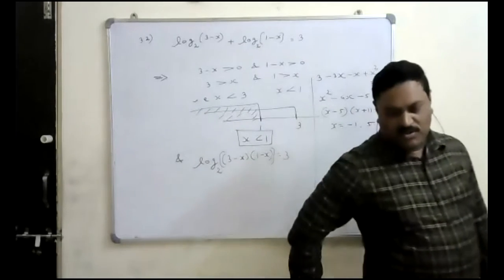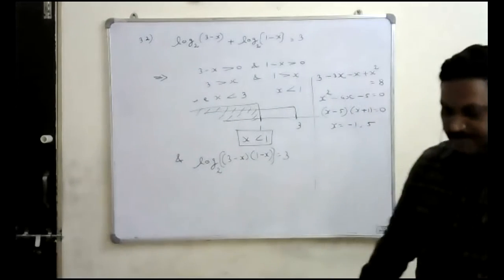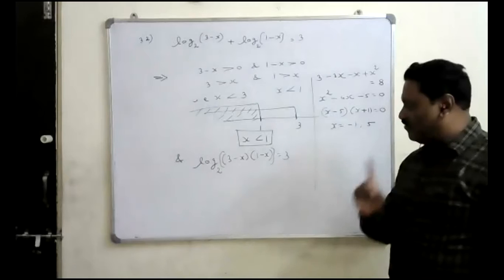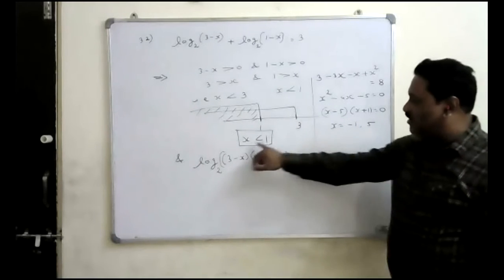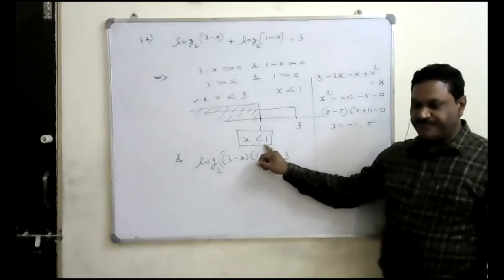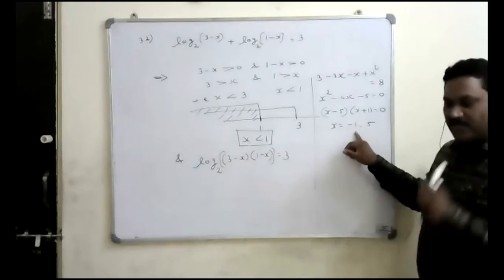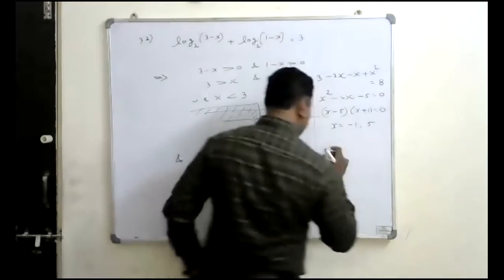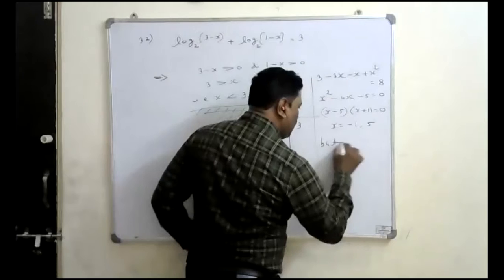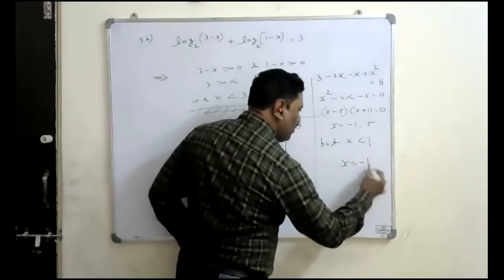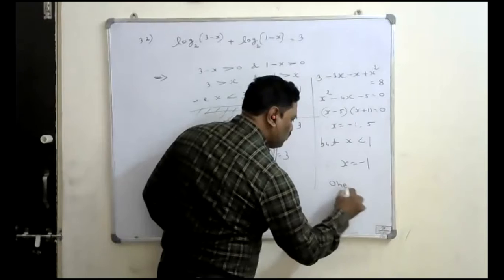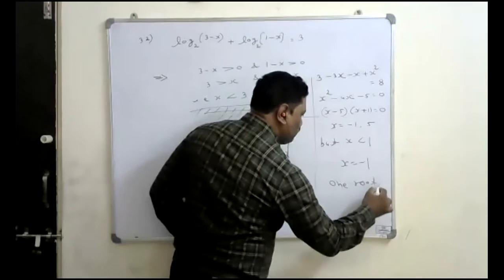So, how many solutions are there? One root only, because we got two roots here, but it has to satisfy the condition x less than 1. Less than 1 बोले तो एक ही root लेना पड़ेगा. So therefore, we have to take the x value as minus 1 only. So it has only one root. That's all.